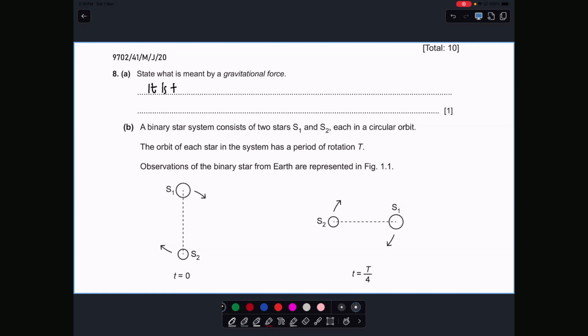It is the force experienced by a mass in a gravitational field.